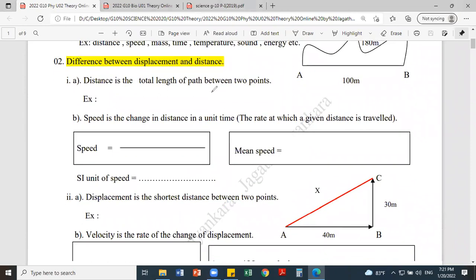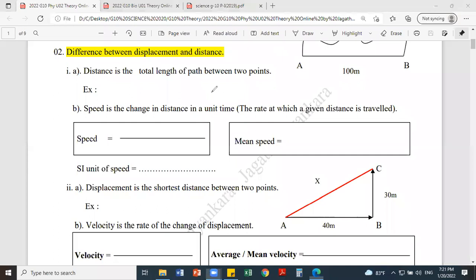So if you take part B now, distance and speed are interconnected. If you know the time and the distance, you can find the speed. If you divide the distance by time, that is called the speed. You had done this in, I think, grade 6 and 8 also. Distance divided by time will be the speed. Distance is measured in meters, time is measured in seconds. Therefore, speed equals distance divided by time.